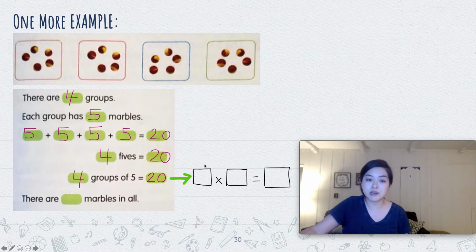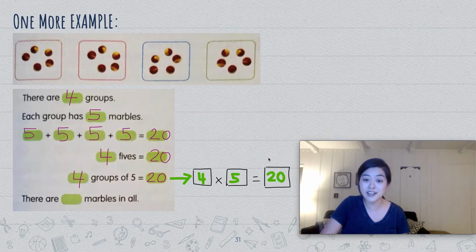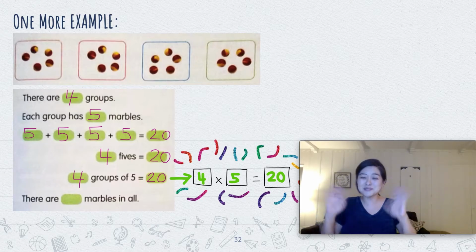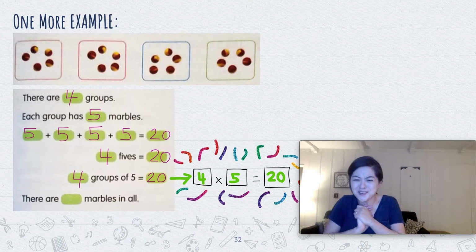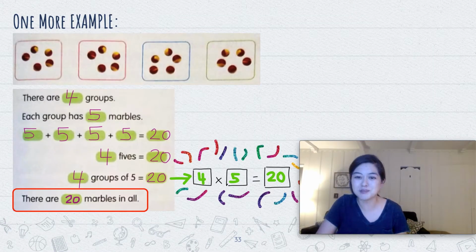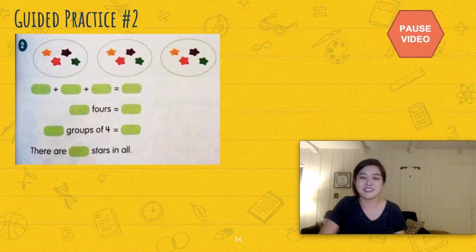What goes in these boxes to show this multiplication? We say the number of groups here times how many is in each group. So it's how many groups? 1, 2, 3, 4. 4 times 5, because there's 5 in each group, which is 20. And you did multiplication. Whoa, that's awesome, first grade. So there are 20 marbles in all.